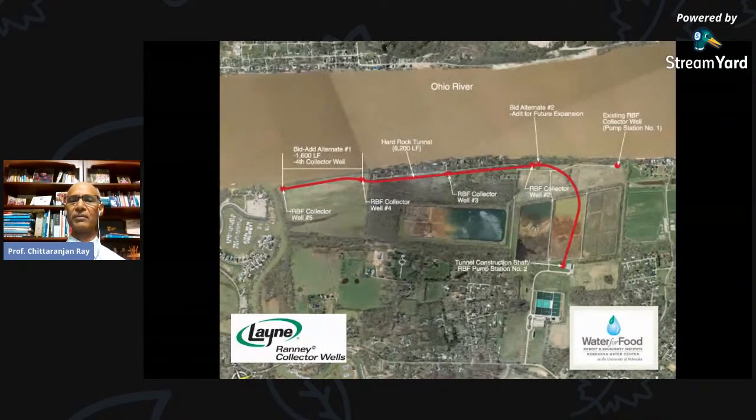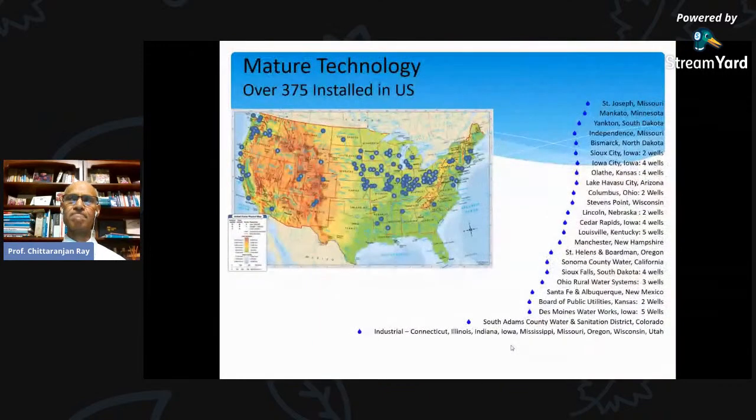This is the Ohio River in the background. This project received an award from the American Society of Civil Engineers when it was being built. Altogether, they can now supply from five wells 60 to 75 million US gallons per day. So this is a mature technology in the US. It has existed since around World War II. There are over 375 locations that use riverbank filtration for water supply in the US.